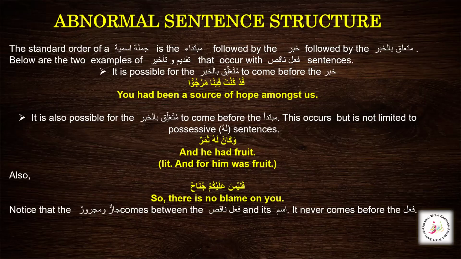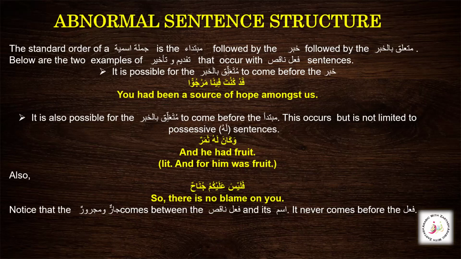So and he had the fruit, or you can have another translation, and for him was fruit, as you can literally translate. So this is again this second condition: it is also possible for a mutalib bil khabar to come before the mubtada. This occurs, but it is not limited to the possessive. Some other types of sentences can also come.